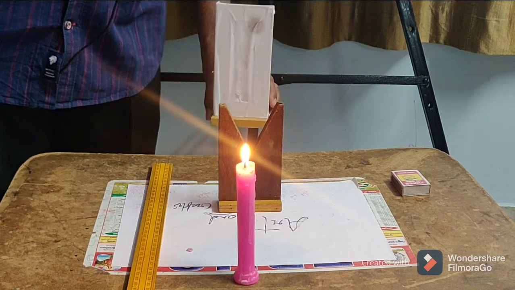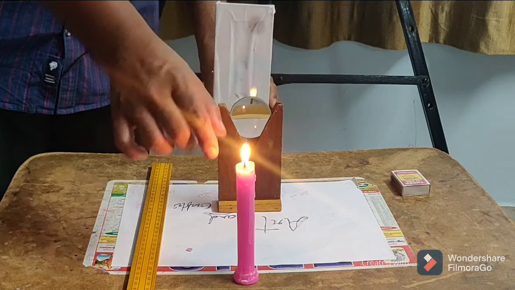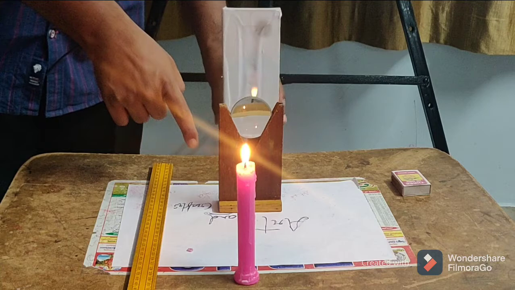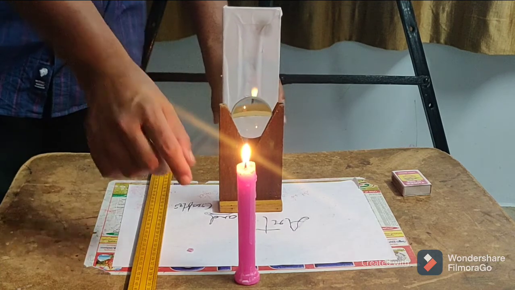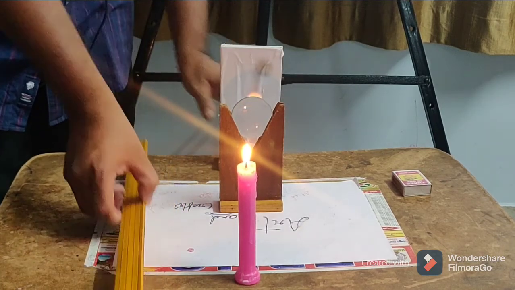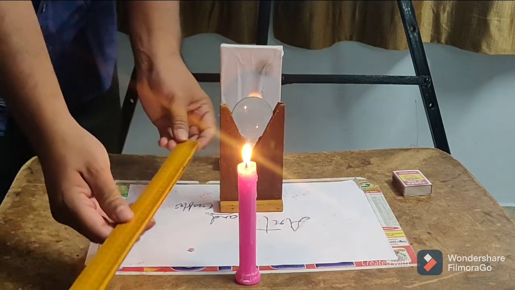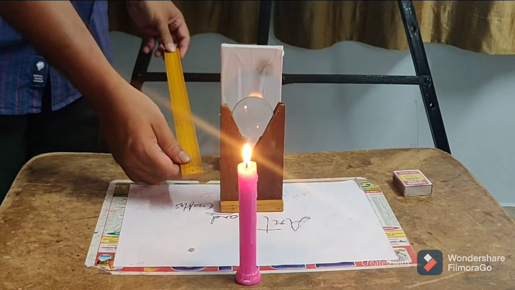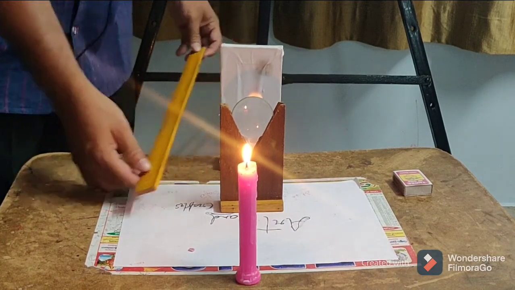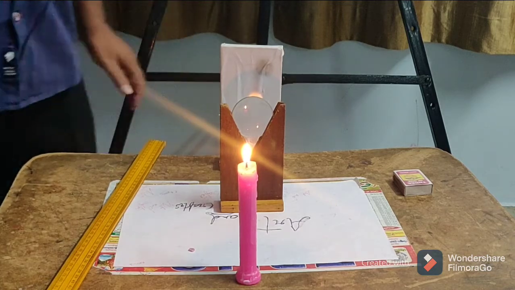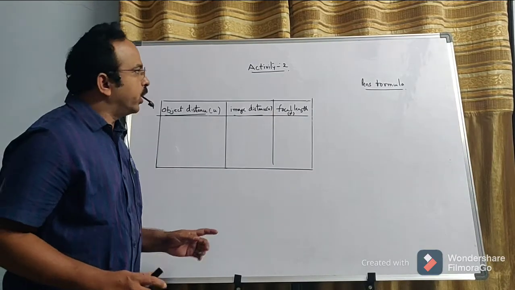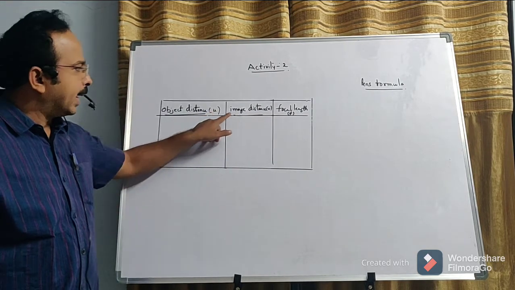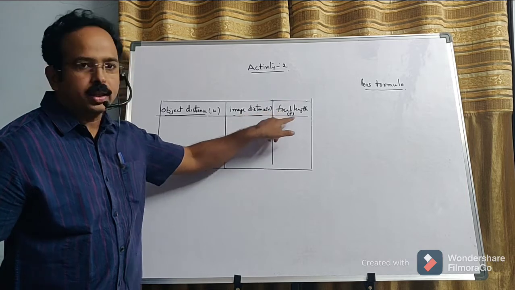This is the convex lens and stand, and this is the object. You have to remember two things: one is object distance, another is image distance. The distance from candle to lens is called object distance u, and the distance from lens to image is called image distance. Just now we discussed activity 2. The object distance is denoted by letter u, image distance by letter v, and focal length f.